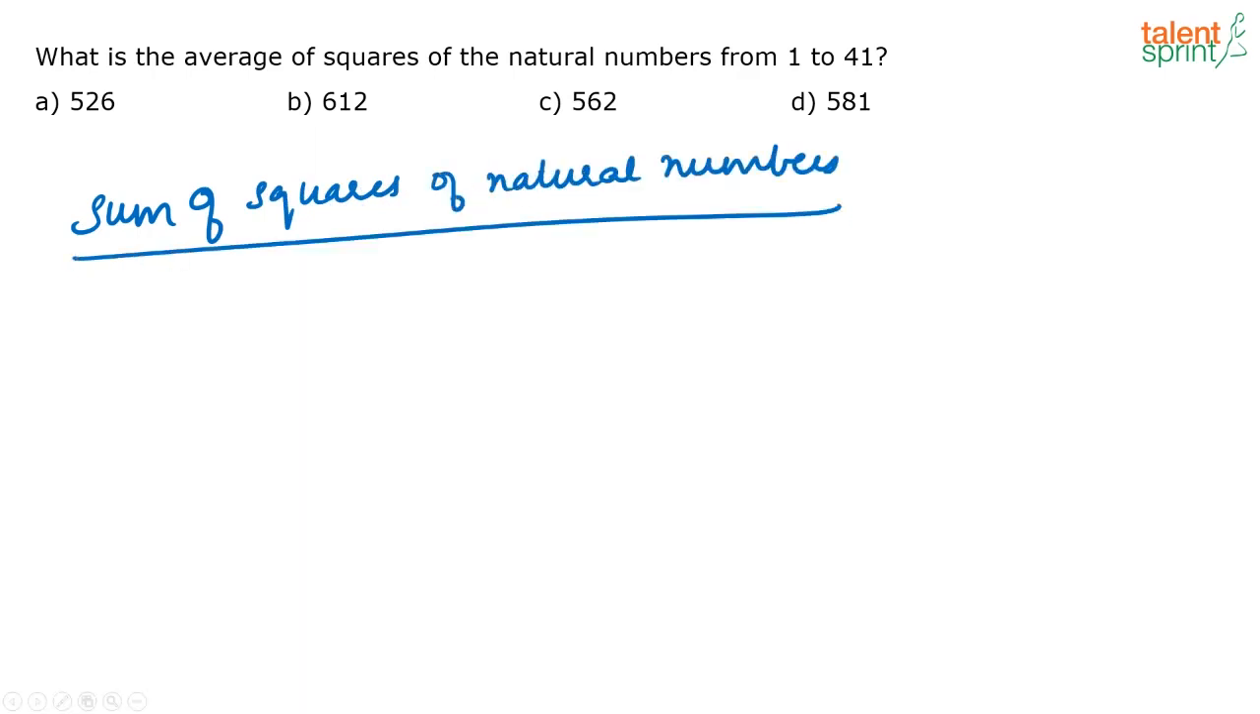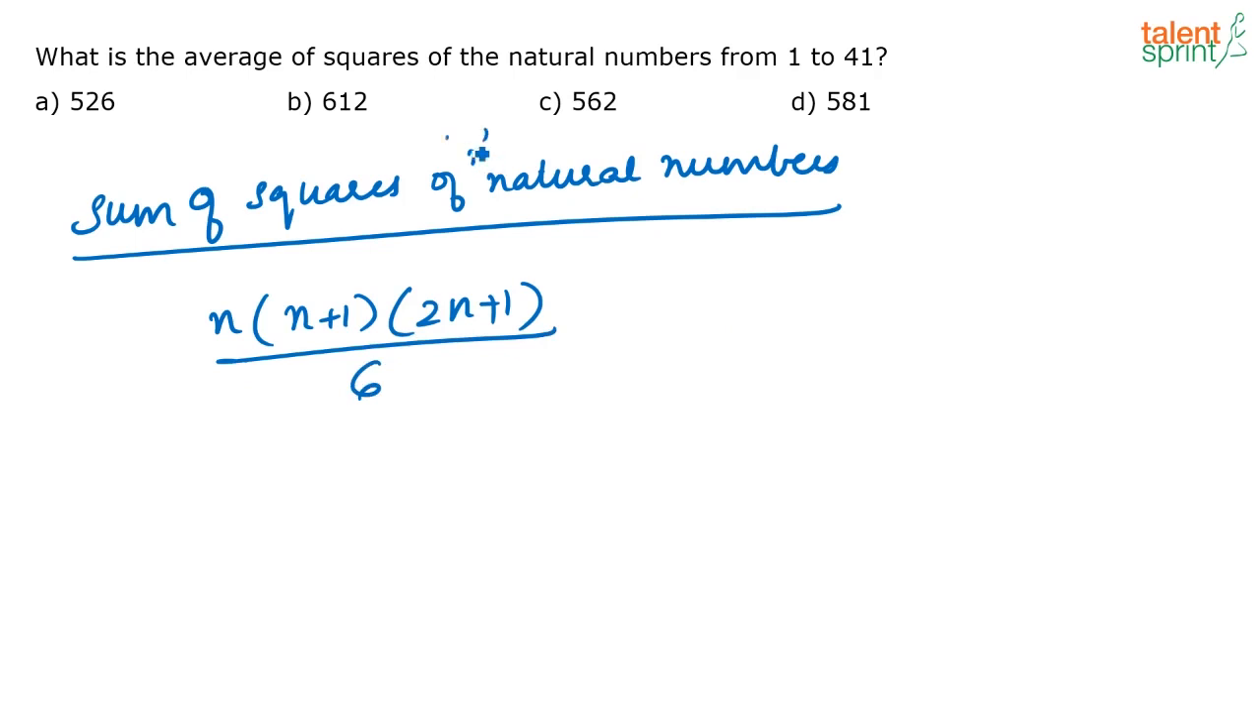The formula to find the sum of squares of natural numbers is, if you have n natural numbers, the sum of squares of these natural numbers is given by n into n plus 1 into 2n plus 1 divided by 6. So this is the formula to find the sum of squares of n natural numbers.